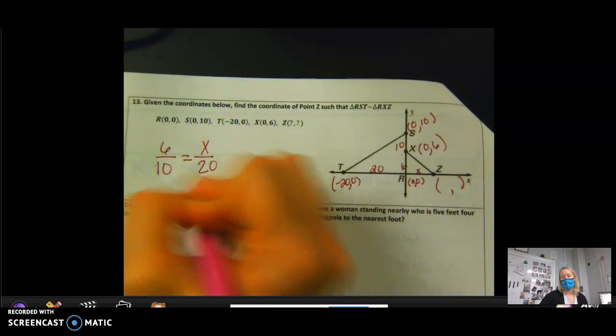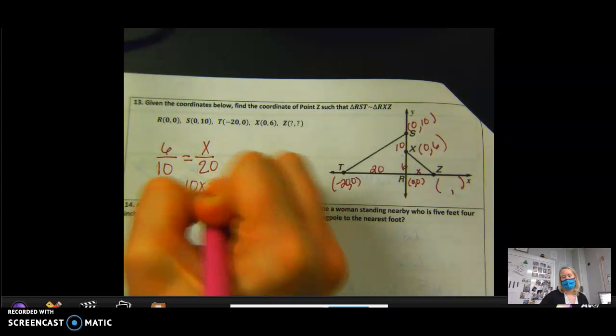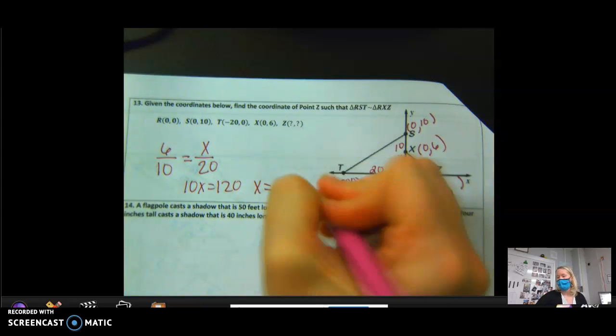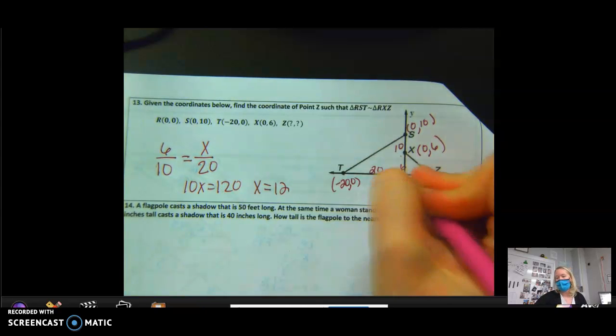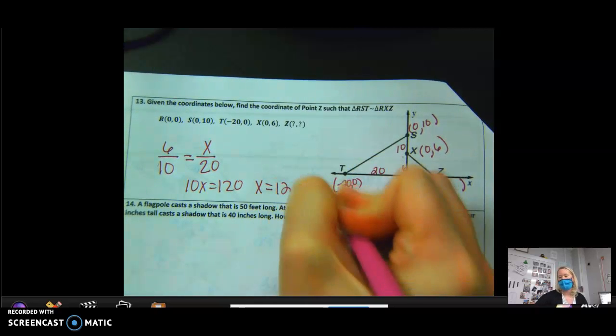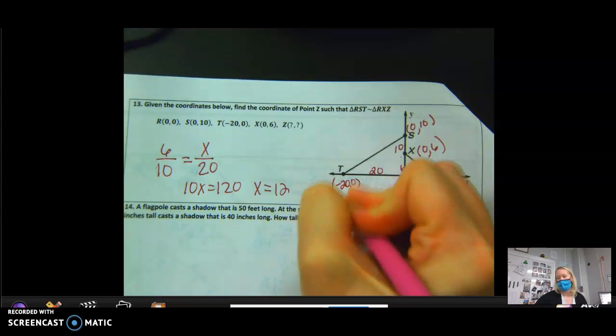All we have to do then is cross multiply, so I get 10x equals 120. So x equals how much? 12. So if this is a length of 12, what's point Z going to be at? 12, 0, and that's what they're wanting.